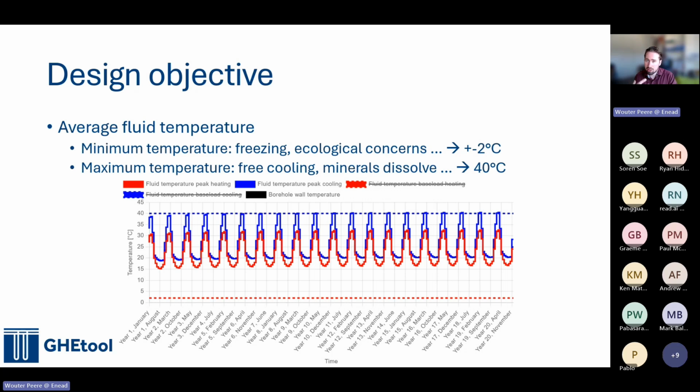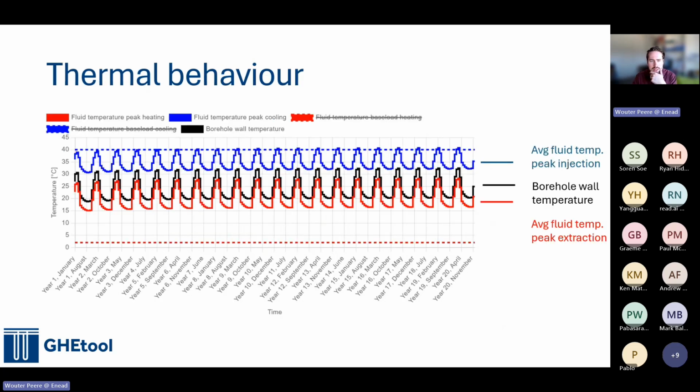So we use a heat pump for active cooling here, and we want to limit our temperatures to 40 degrees in the ground. Above that, our system will also not be that efficient. Minerals will start to dissolve, and we will again get some ecological uncertainties there. So let us take a closer look at the graph below then. I show you another one, which is a little bit more clear.